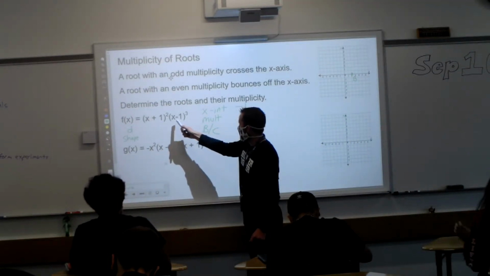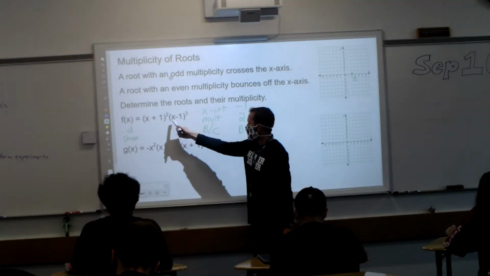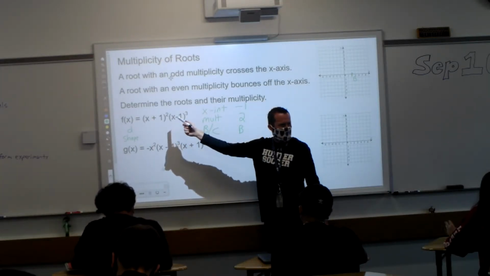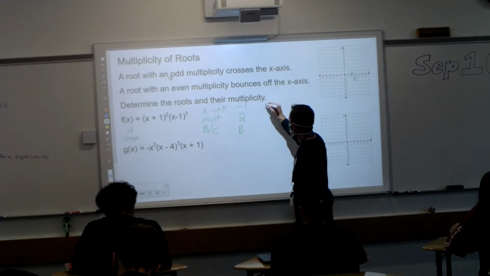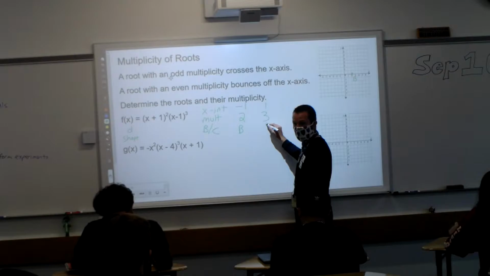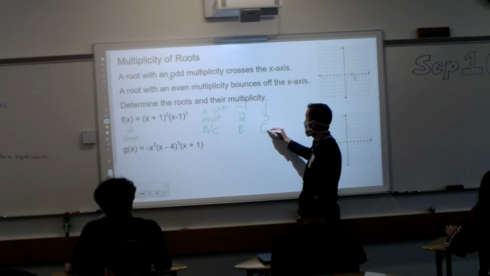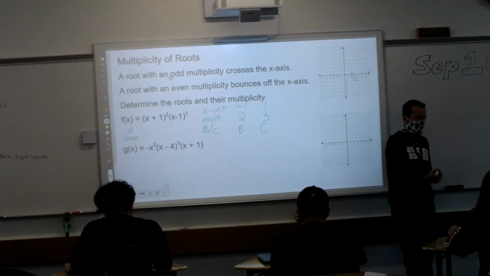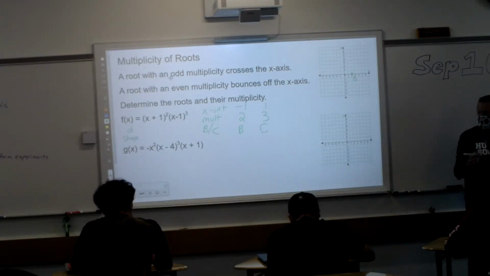Let's go to the next one. This one, what is the root going to be here? What makes that 0? 1. How many times is it used? So what's going to happen there? That 3 is odd, so that's where it's going to cross. So if it's even, it bounces. If it's odd, it crosses.